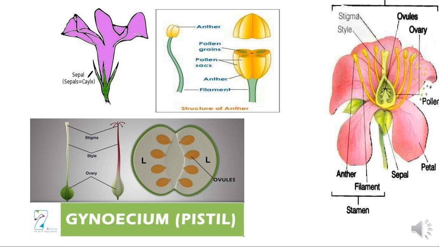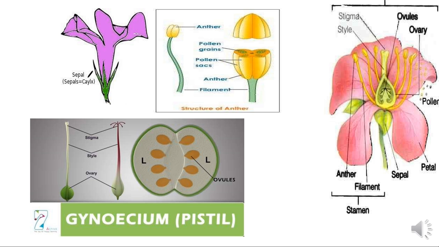Ovary is the enlarged basal part on which lies the elongated tube, the style, and the style connects the ovary to the stigma. Stigma usually lies at the tip. It is slightly sticky and helps so that pollen grains can land on it. And each ovary bears one or more ovules attached to the flattened cushion-like placenta.